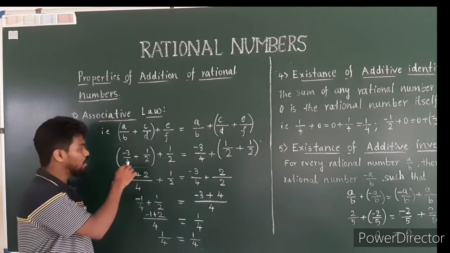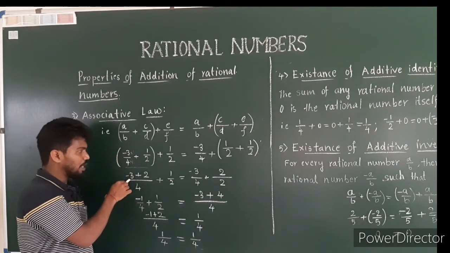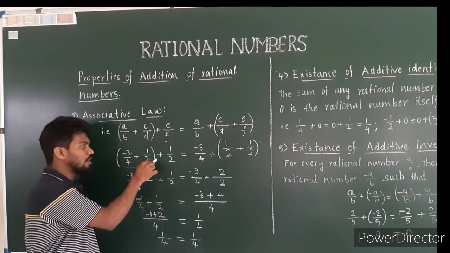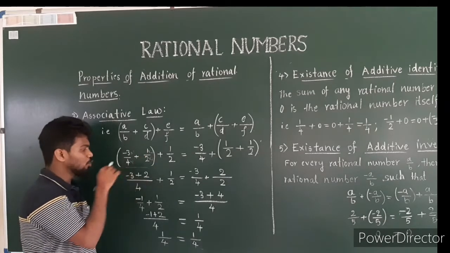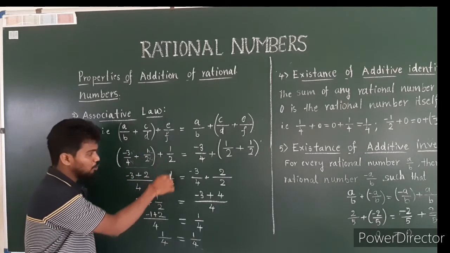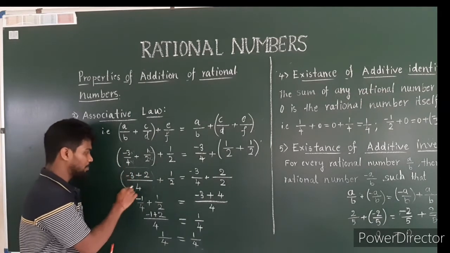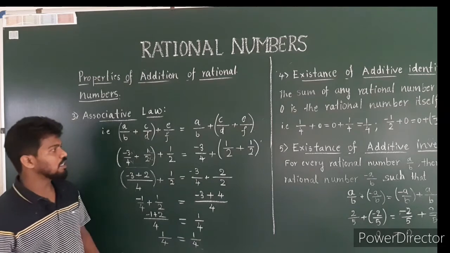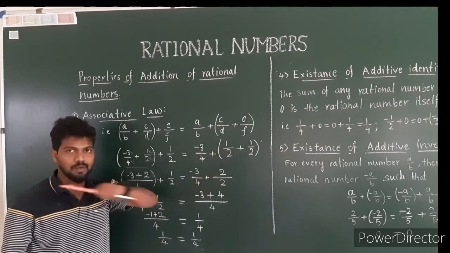So now you adjust the numerator. 4 ones are 4, and minus 3 into 1 you get minus 3. 2 twos are 4, and 1 into 2 you get 2. So plus 1 by 2 as it is. If you want, you can put the bracket. So plus 1 by 2. See here, minus 3 by 4 plus 1 by 2 plus 1 by 2.